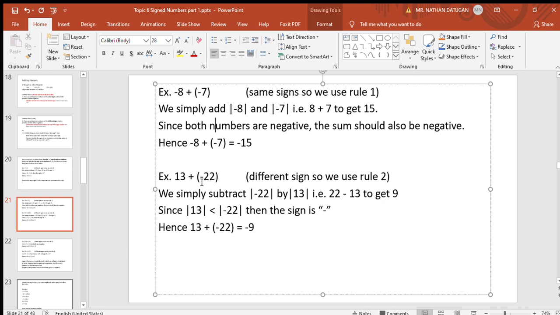Last example, 13 plus -22. Again, you should know by now that they have different signs, so we're going to use rule 2. We simply subtract the absolute values: 22 minus 13, and you get 9. Then we compare the absolute values of 13 and negative 22. Negative 22 is larger than 13, so we use the sign of negative 22, which is negative. So 13 plus negative 22 is negative 9.